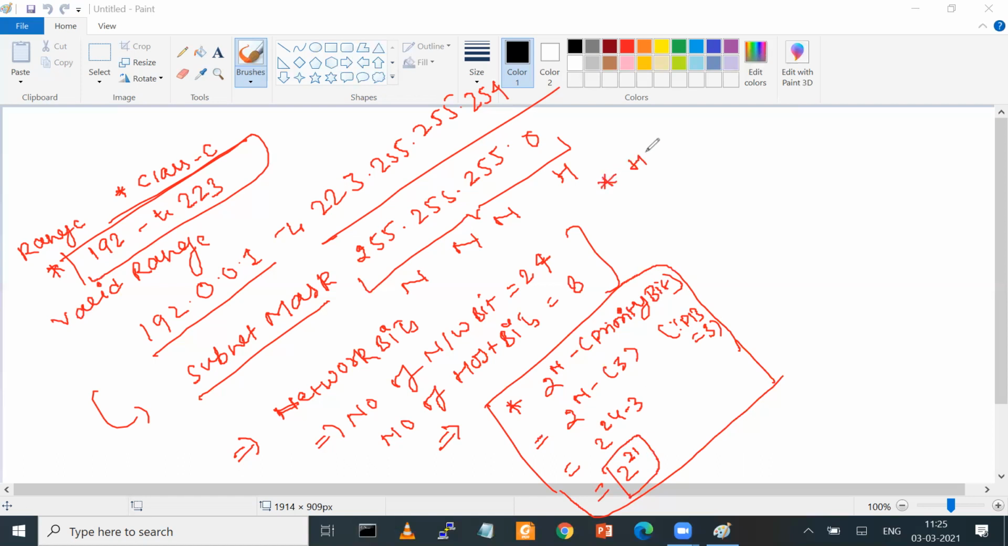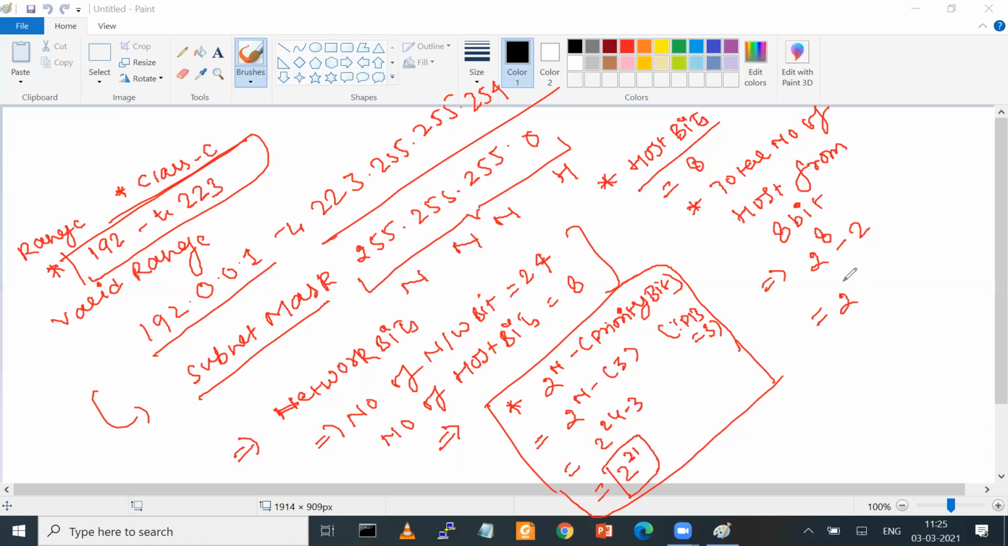The host calculation looks like this. Host bits is equal to 8. Total number of hosts from 8 bits is 2 to the power 8 minus 2, which is 256 minus 2. It looks like this. It means the usable host number is 254.